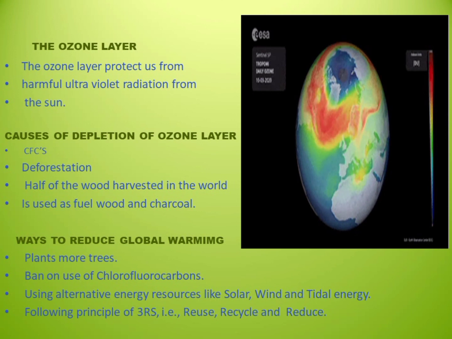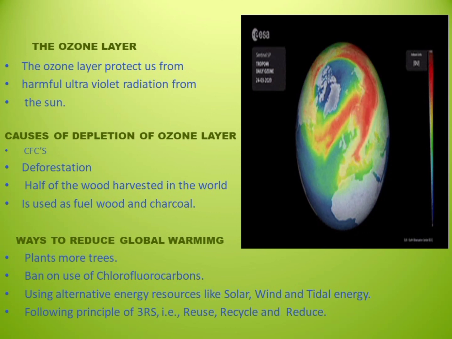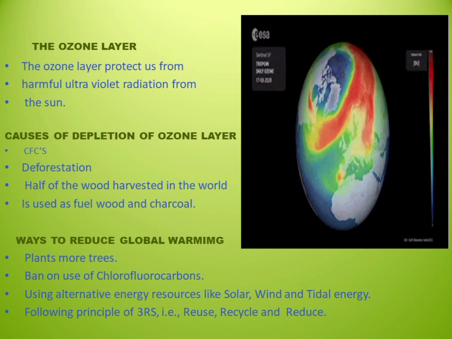Following are the ways to reduce global warming. Plant more trees, ban the use of CFCs, use alternative energy resources like solar, wind and tidal, etc. Follow the principle of 3 R's, and that is reuse, recycle and reduce.